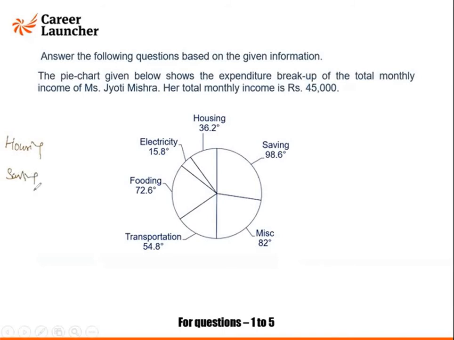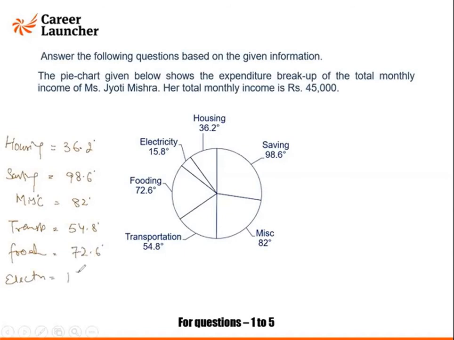savings, miscellaneous, transportation, fooding, electricity. So these are the parts. 4 plus 2, 6. Housing, the angle is 36.2 degree. Savings is 98.6 degree. Miscellaneous is 82 degree. Transportation is 54.8 degree. Fooding 72.6 degree. And electricity 15.8 degree. We have these values.